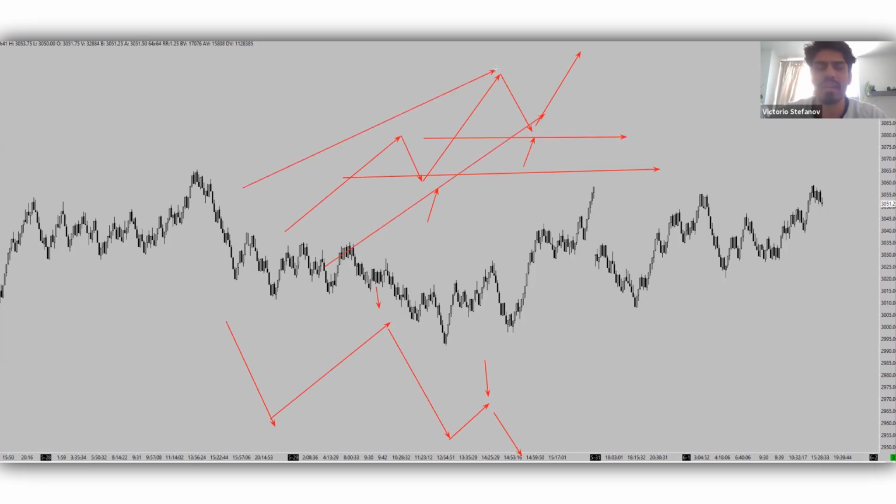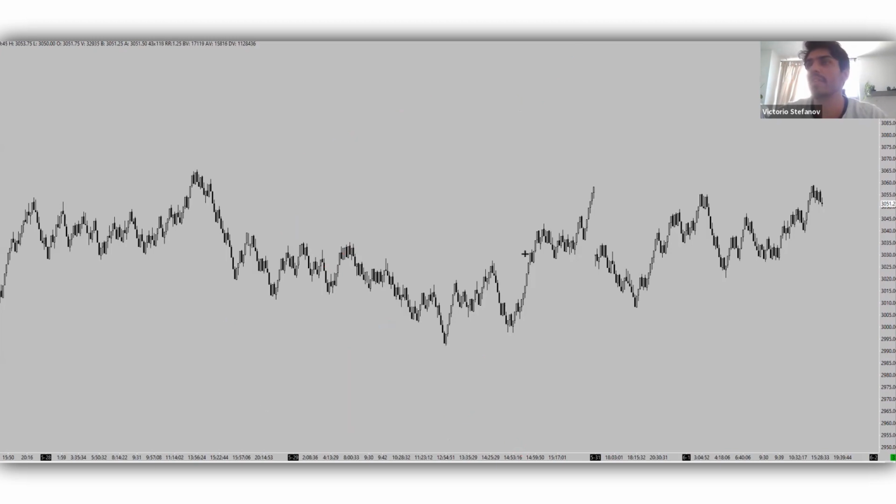Now, we've talked many times about the pullback strategy. It's a very simple and very easy to learn strategy, and I think a lot easier to actually gain consistency and profit than the other two.